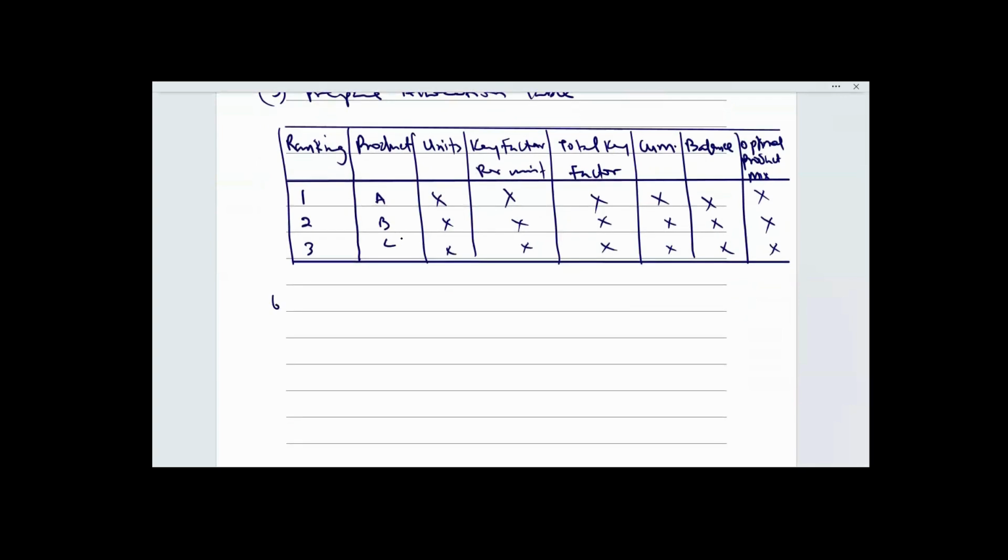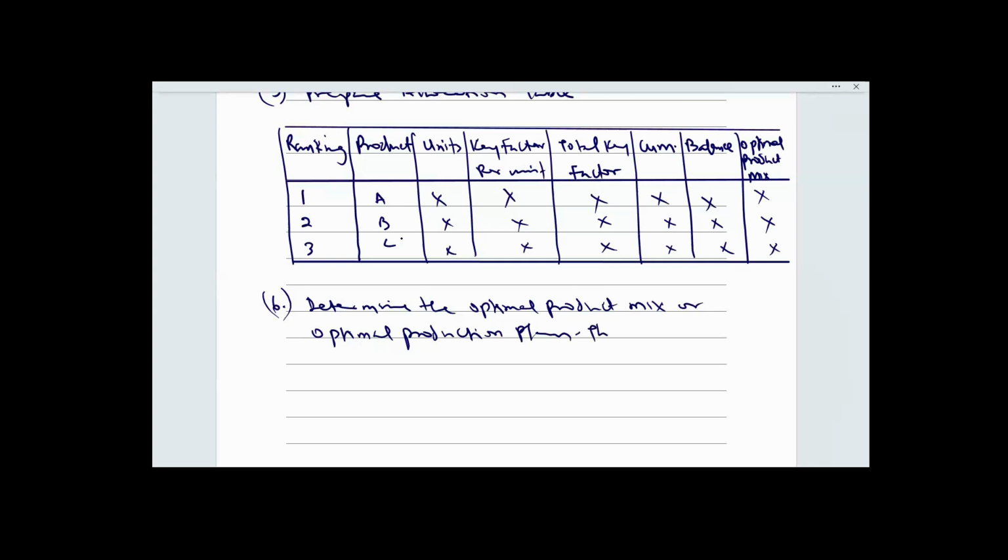Then move to step 6. Step 6 says, determine the optimal product mix, or optimal production plan. Examiner can also call it optimal production plan. All right. So what do you do in this regard?